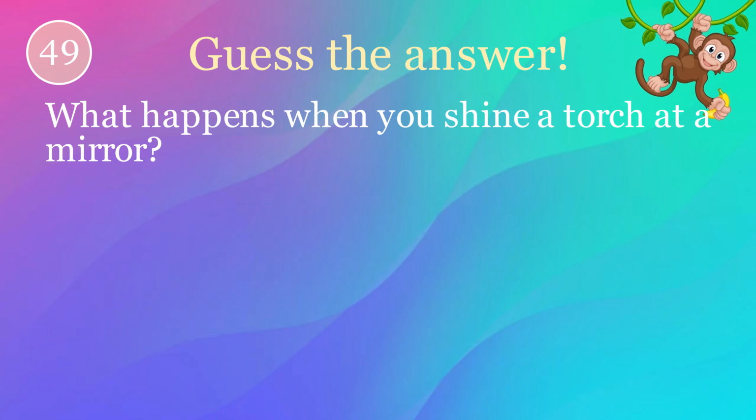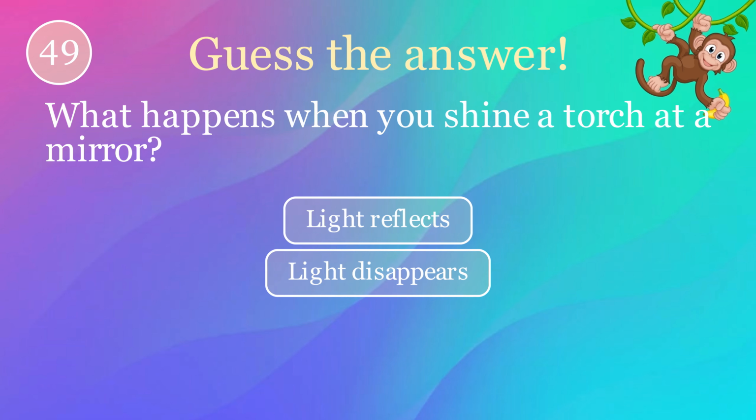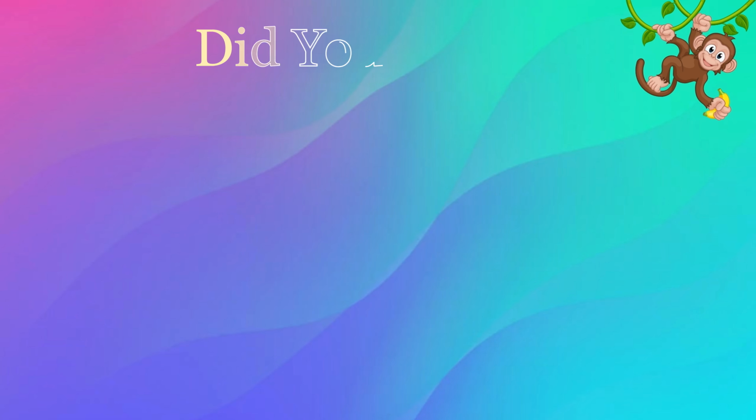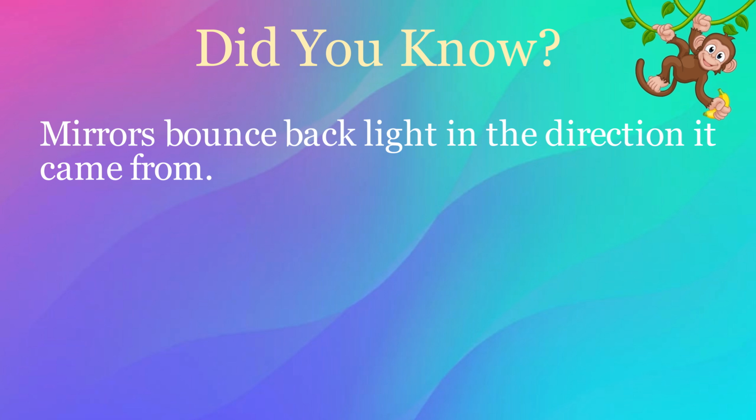What happens when you shine a torch at a mirror? Light reflects. Light disappears. Light freezes. The correct answer is light reflects. Here's an interesting fact: mirrors bounce back light in the direction it came from.